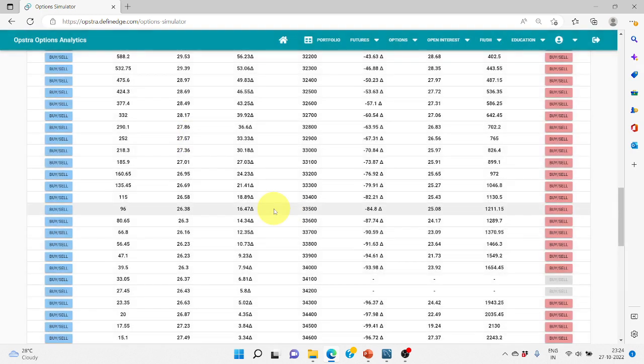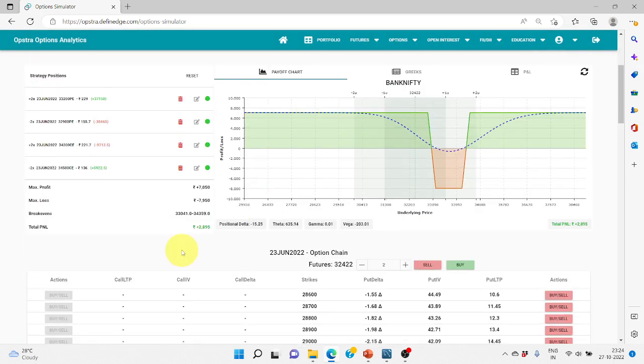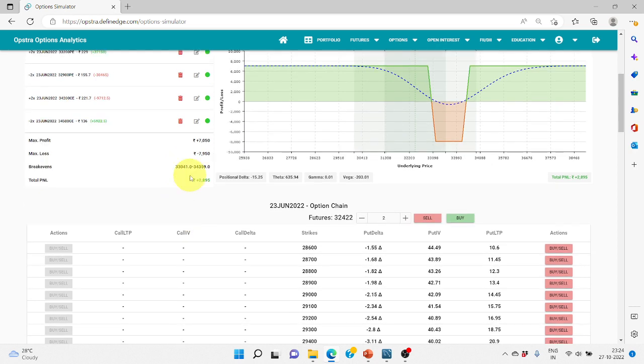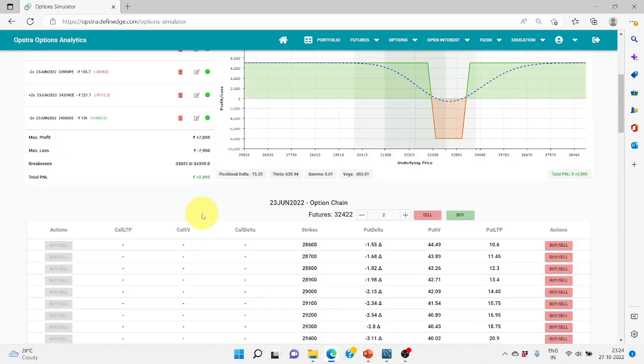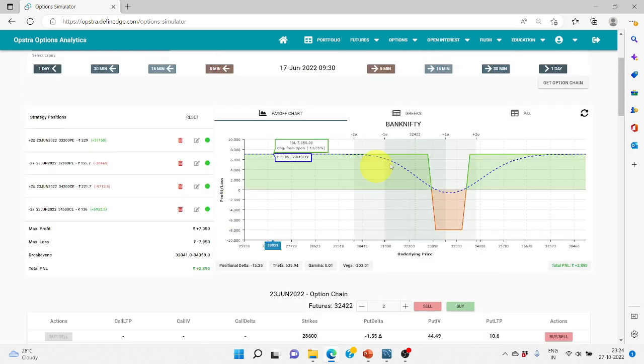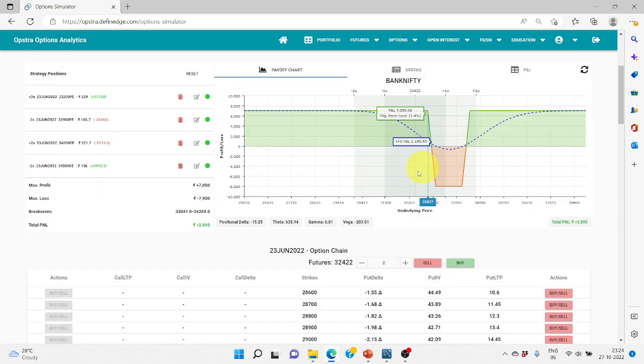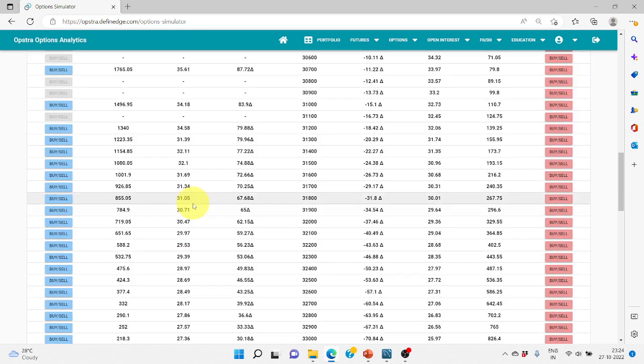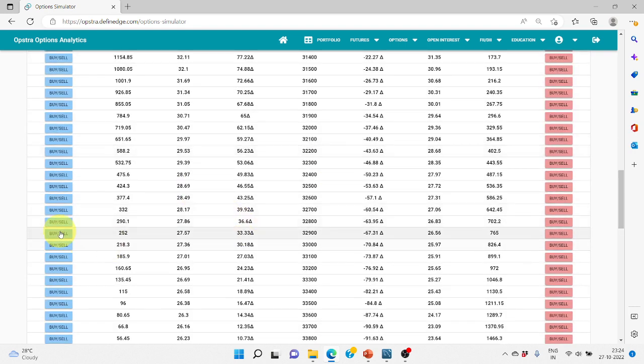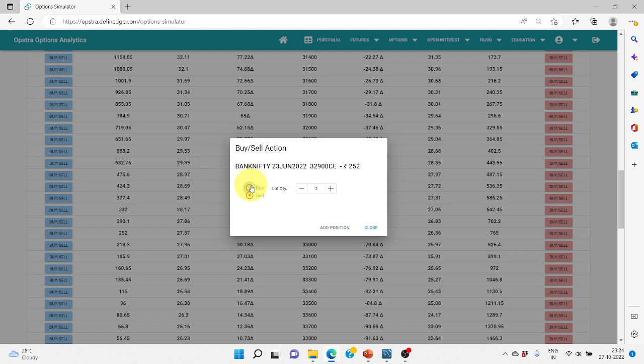And one more thing, you may see here that the break even on the upside is 33,041 from where we are now. So 33,050 or 40. Once we do the adjustment, you can see how our break even is changing. What did I say? We are going to buy 32,900. So 32,900, we are going to buy one lot.